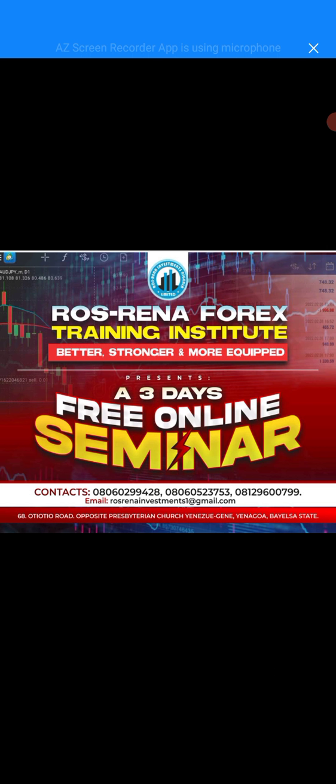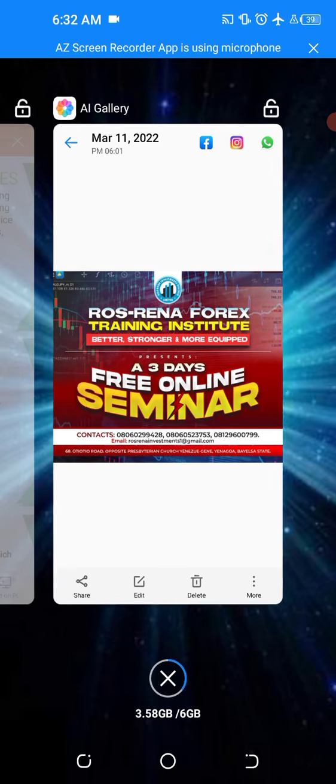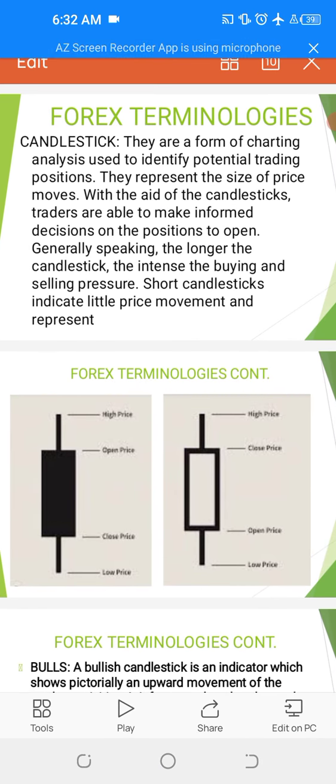In our last class, we talked about what is Forex. We did our best to define what is Forex, and I really do believe that each and every one of us understood very well the concept of Forex and Forex trading. If there is any question, I believe we will ask as we continue. But for today, we'll be moving over to the next topic, which is Forex terminologies.